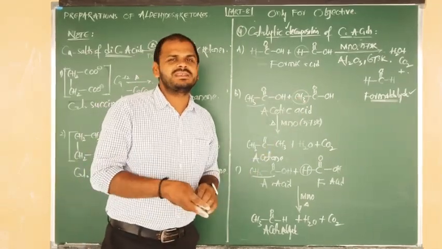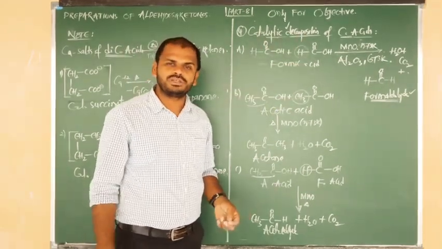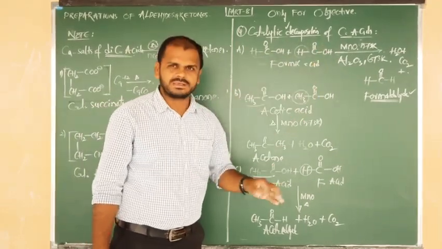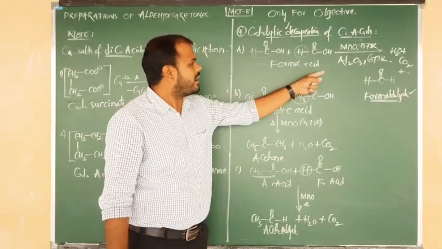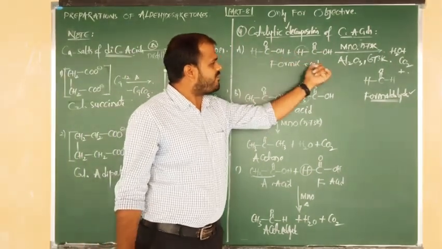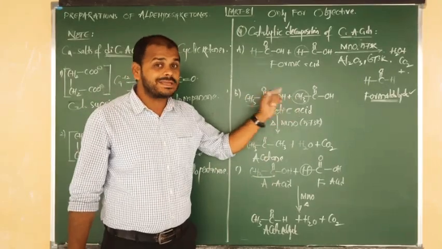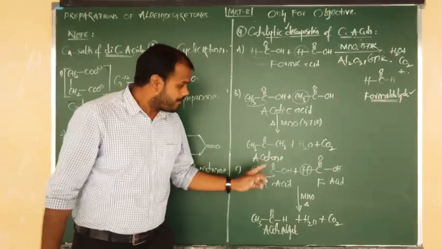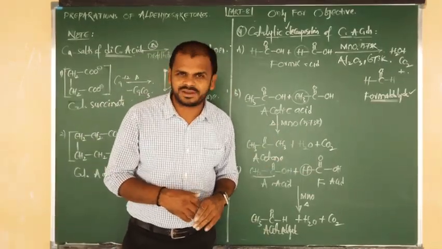Like that, all types of aldehydes and ketones we can prepare by the method of catalytic decomposition of carboxylic acids. These carboxylic acids, passed over the surface of a suitable catalyst at a suitable temperature, undergo decomposition and give the respective aldehydes and ketones. Formic acid gives formaldehyde, acetic acid gives acetone, benzoic acid gives benzophenone, acetic acid and formic acid give acetaldehyde, benzoic acid and formic acid give benzaldehyde. Like that, all types we can prepare. I hope you understand better.